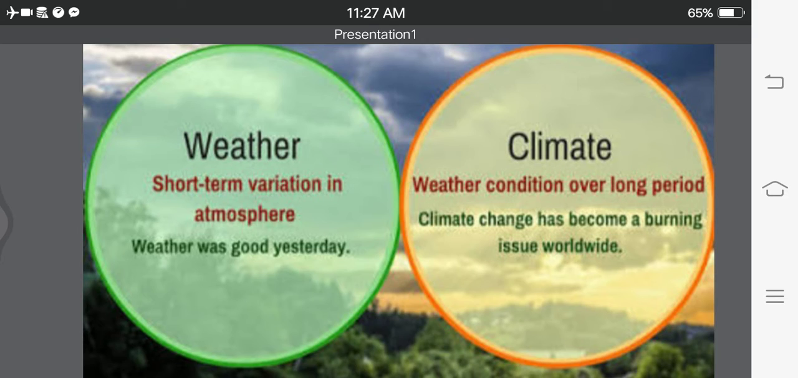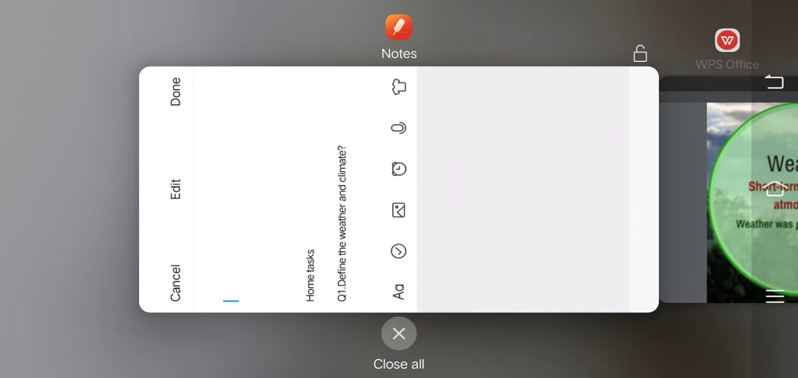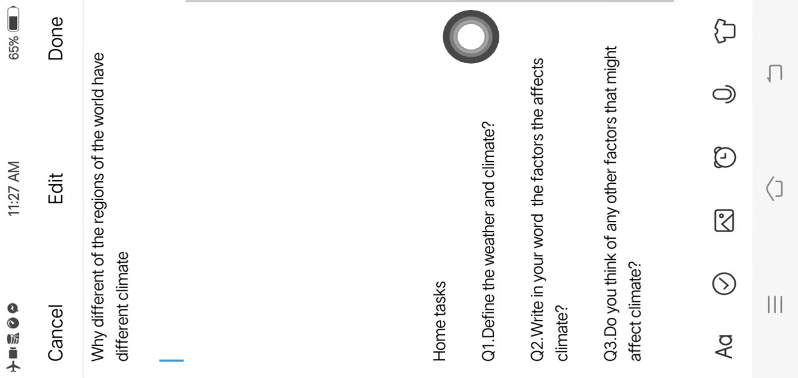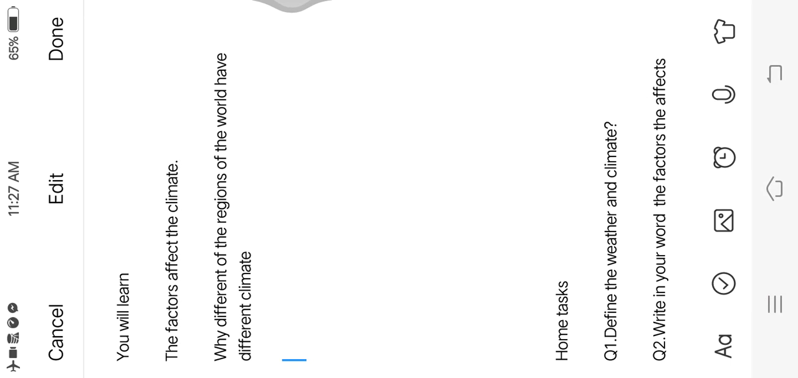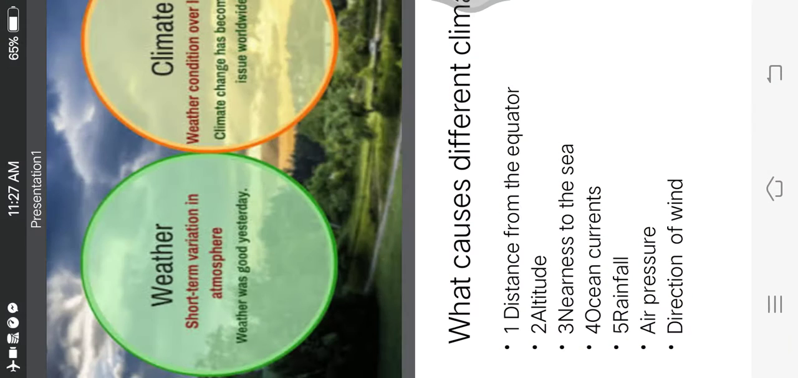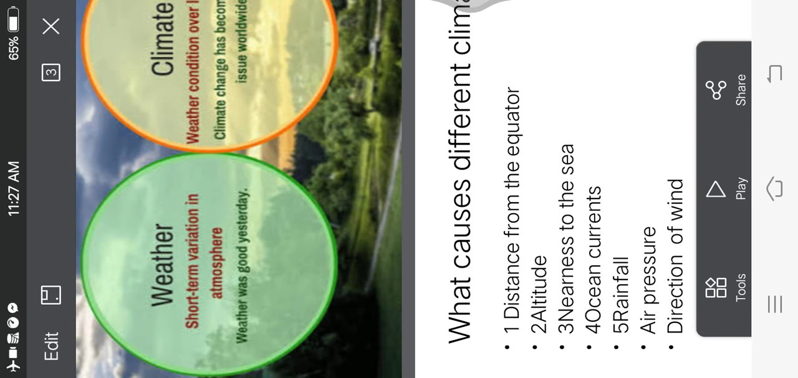So what are the factors that affect it? In today's class you will learn about the factors that affect climate. What are the factors that affect climate, and why do different regions of the world have different climates? Definitely it comes to our mind that the climate should be the same everywhere, because the world is flat, and we have to look at why there are different climates in the world.